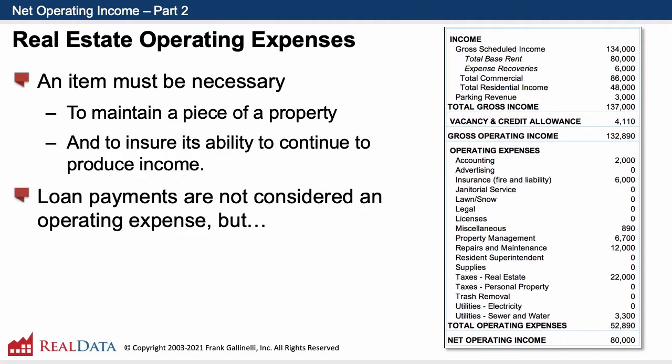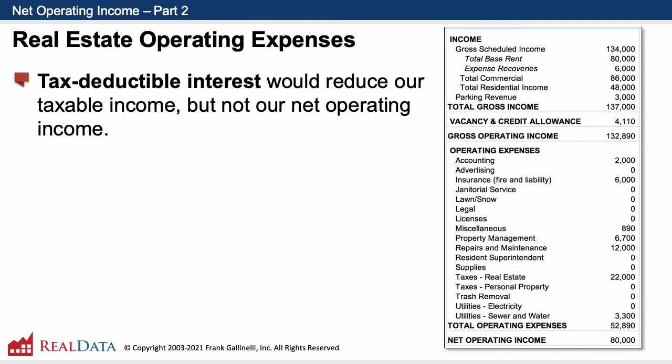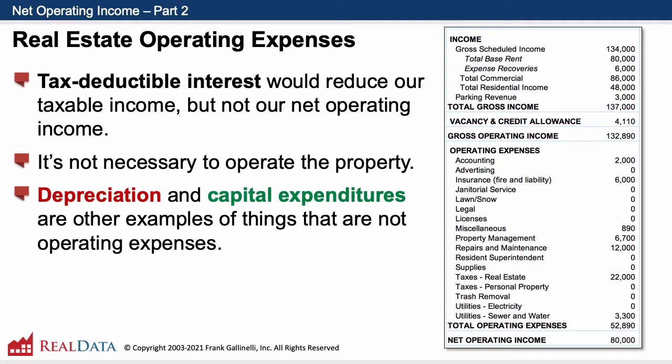Loan payments, for example, are not considered an operating expense. Because the loan interest is usually tax-deductible, it's easy to see where the confusion can occur. This tax-deductible interest would reduce our taxable income, but not our net operating income. It's not necessary to operate the property. Depreciation and capital expenditures are other examples of things that are not operating expenses.